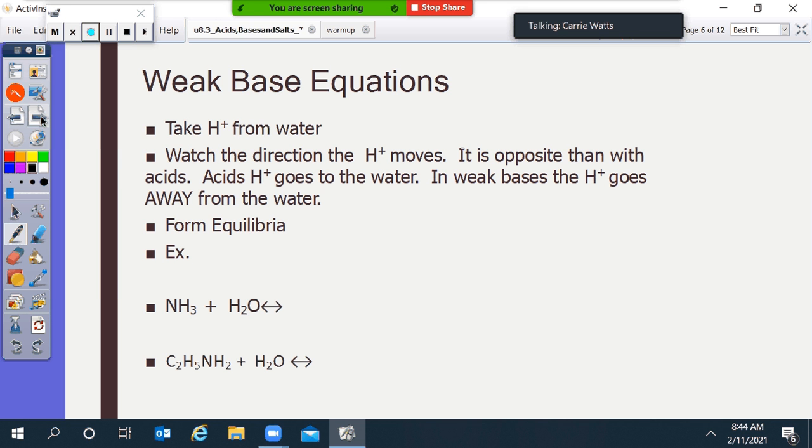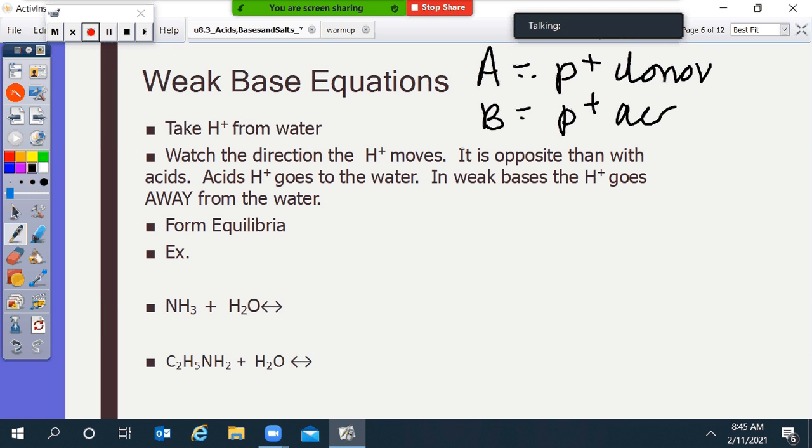This is where you're going to write your equation and write your Kb, which is what we're going to talk about. Weak base equations are more like the Bronsted-Lowry definition. Remember that the acid is the proton donor. It gives it away, and the base is the proton acceptor. It's going to take a proton, and it's going to take it from water. So you watch the direction the H moves.